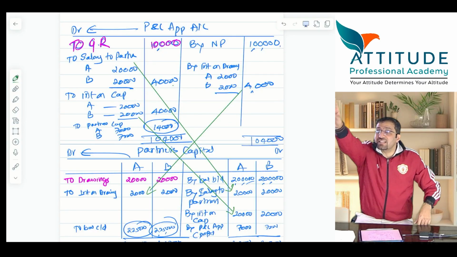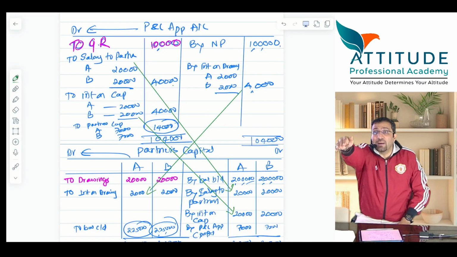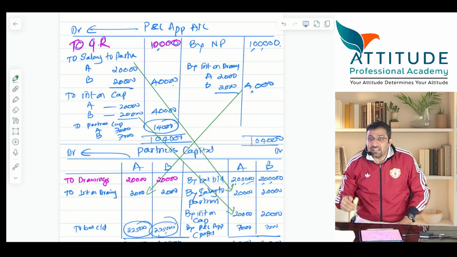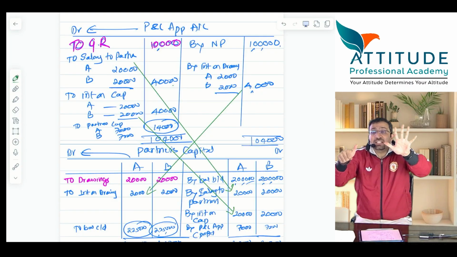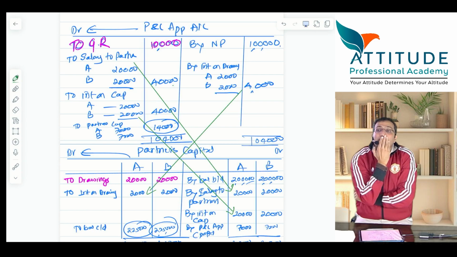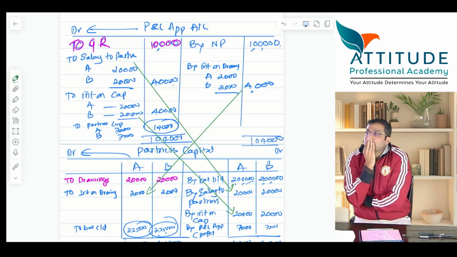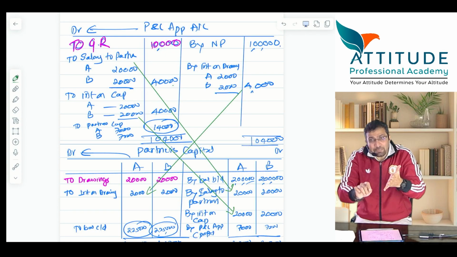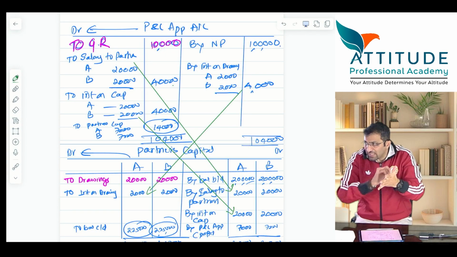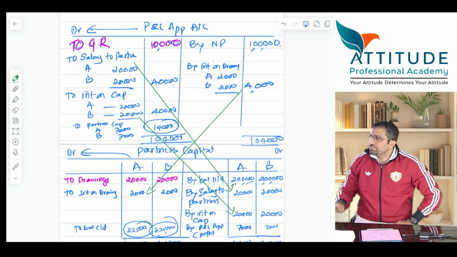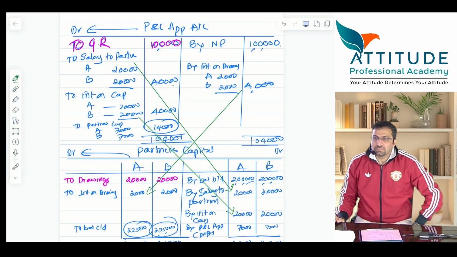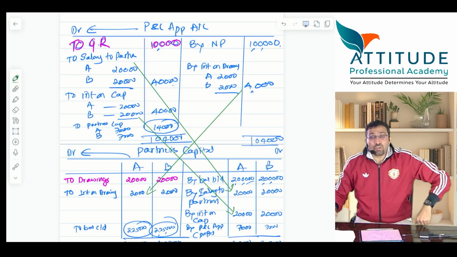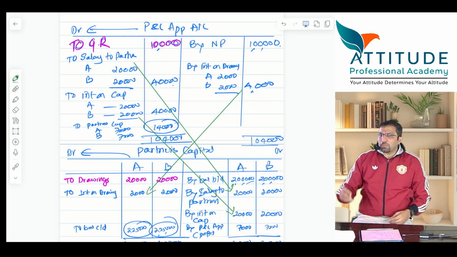And on this, the partnership firm will have to pay interest at the rate of 6% if nothing is mentioned in the partnership deed. If the partnership deed is silent, still you have to give how much? But if something is written in the partnership deed, 7%, 8%, 9%, that should be given. But if nothing is mentioned, what should be given? 6%. Now please pass the journal entry.